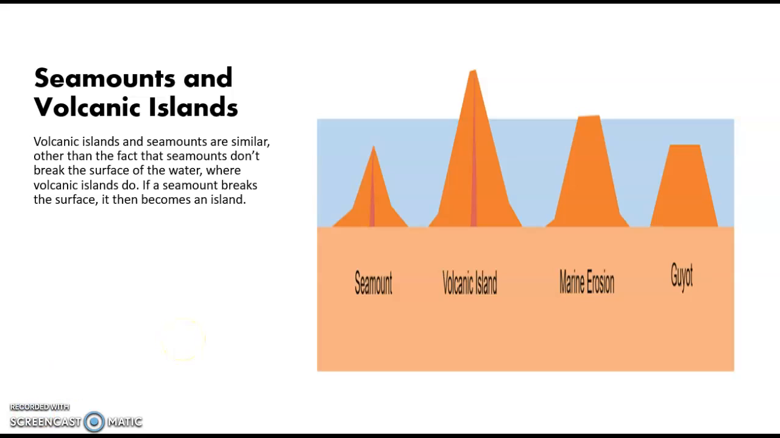Up next, we have seamounts and volcanic islands. Volcanic islands and seamounts are kind of similar, as you can see in the picture. They kind of look the same, but you'll notice the difference is the volcanic island actually pokes its head out of the water, and seamounts don't. If the seamount was to grow and emerge past the water's surface, it would then be an island.